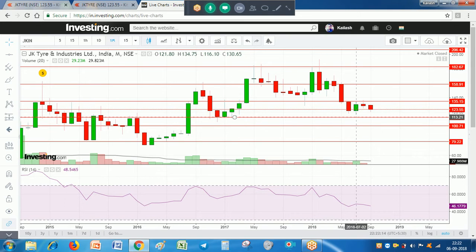There is a very close 120 level, the 118.20 level, which is also a support, friends. Look at these two candles. This is a monthly chart, so this is also a level, friends. In the range of 118.20, this range is also a support, and the stock is trading in the range of 123.